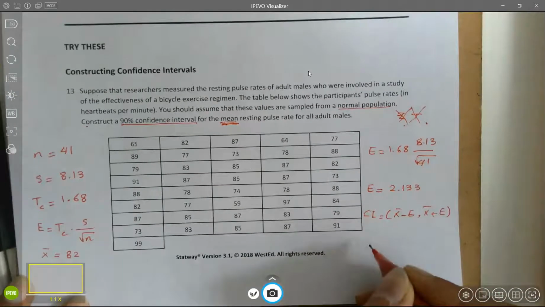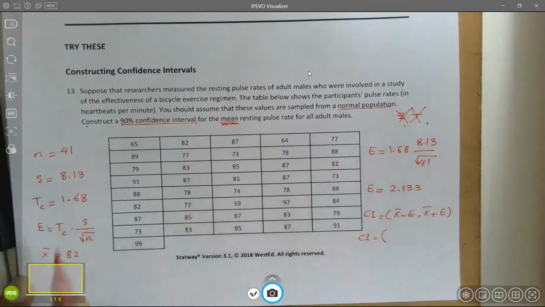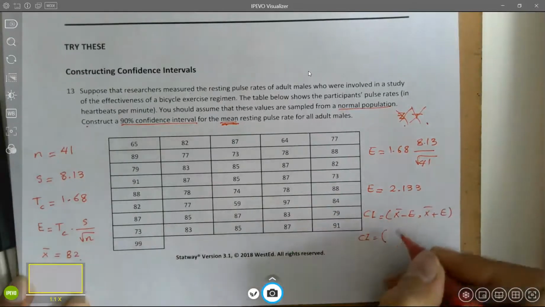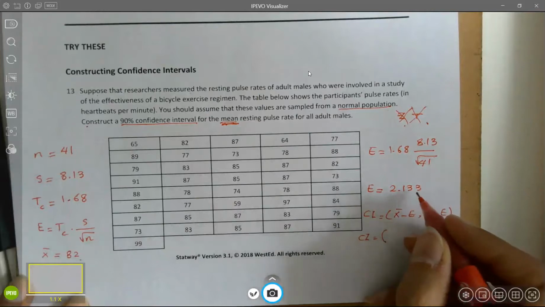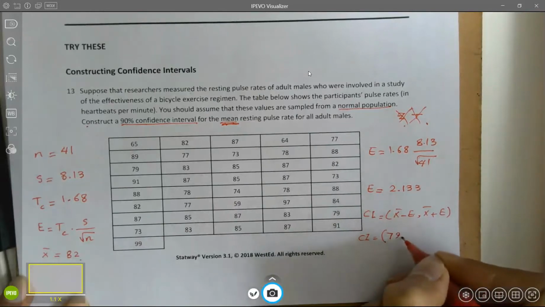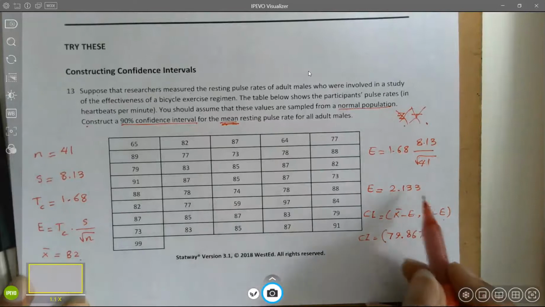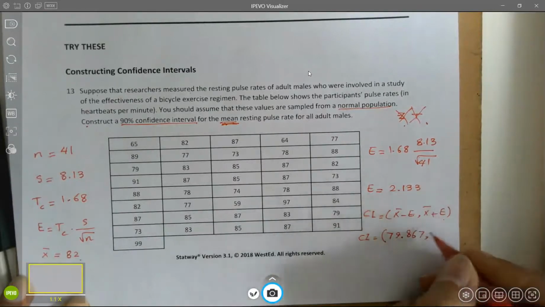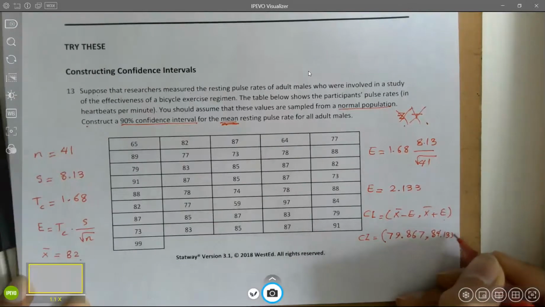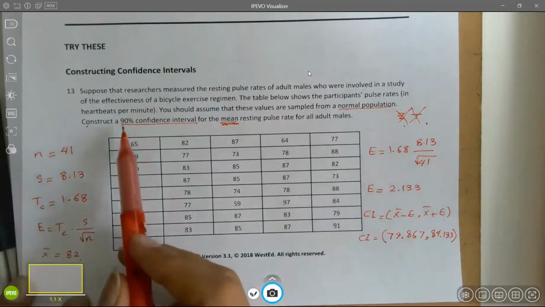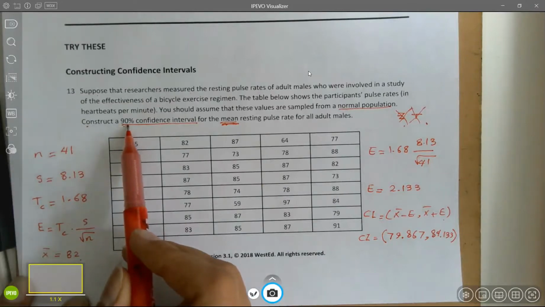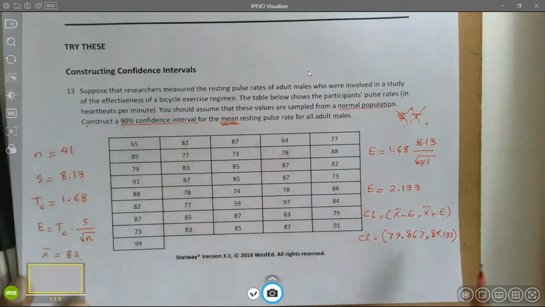Now that we have E, we can easily find the confidence interval, which is X bar minus E, X bar plus E. So the confidence interval is equal to X bar 82 minus 2.133, which is approximately 79.867, and X bar, which is 82, plus margin of error 2.133, or 84.133. So we are 90% confident that the population mean is in between 79.867 and 84.133.